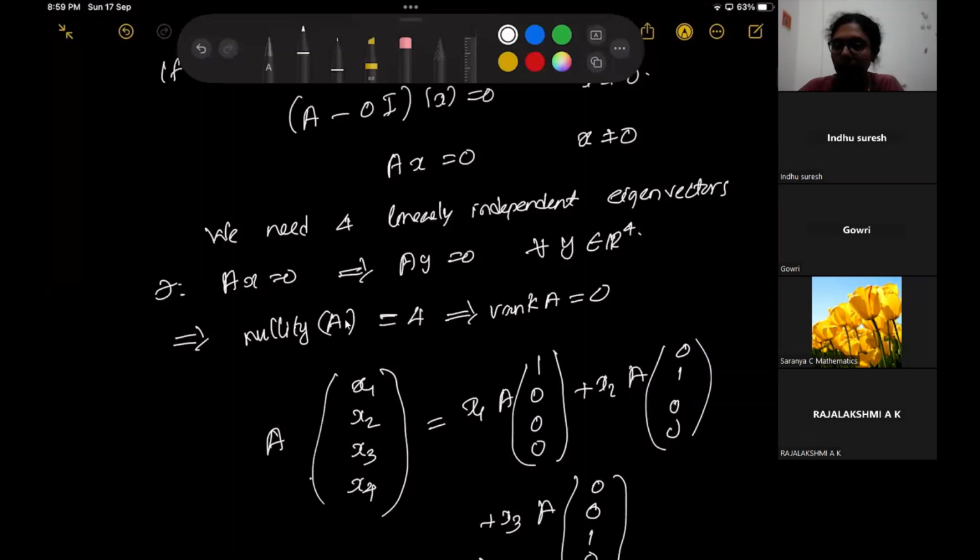So when will rank A be 0? When all the elements are 0. All the entries in the matrix A are 0. So that means a equal to b equal to c should be equal to 0. Fine. I will just repeat once again.